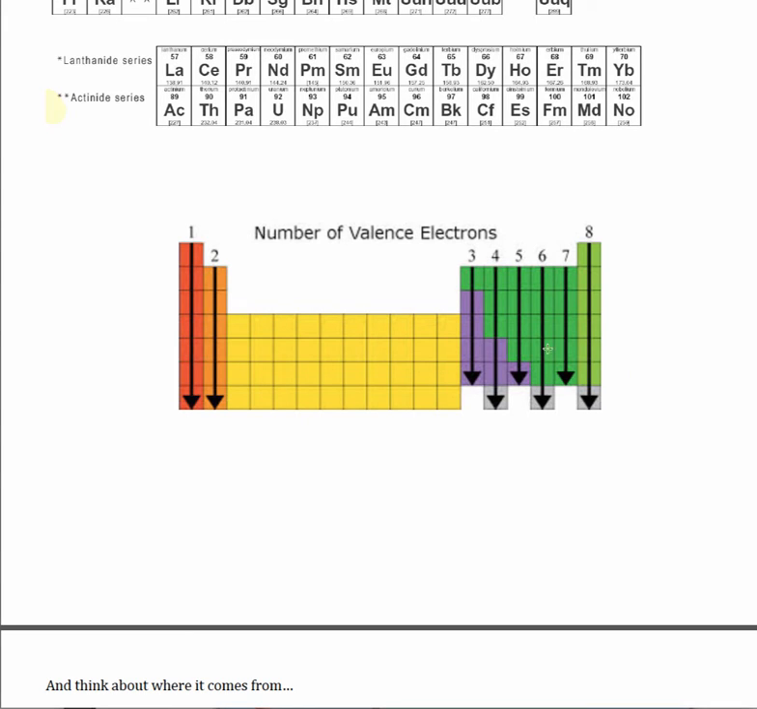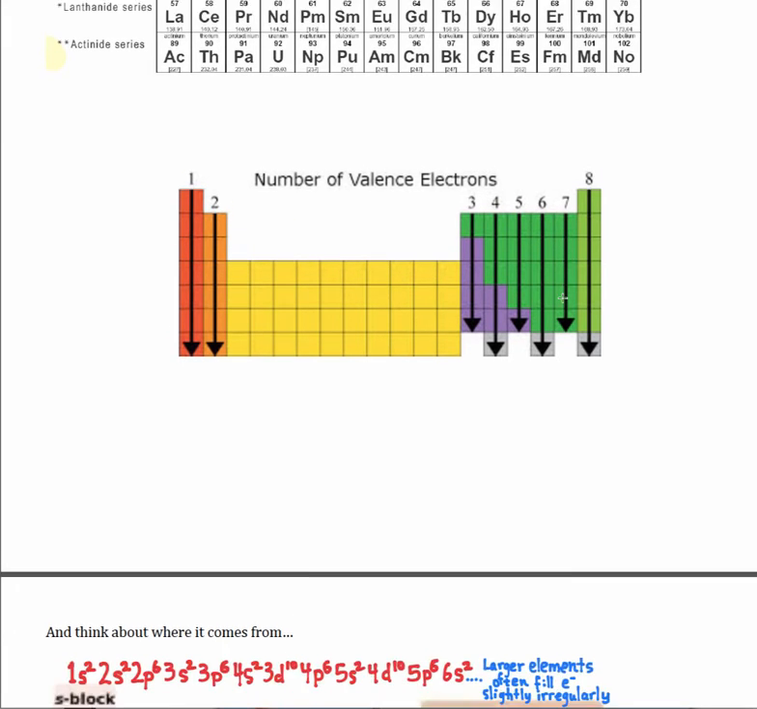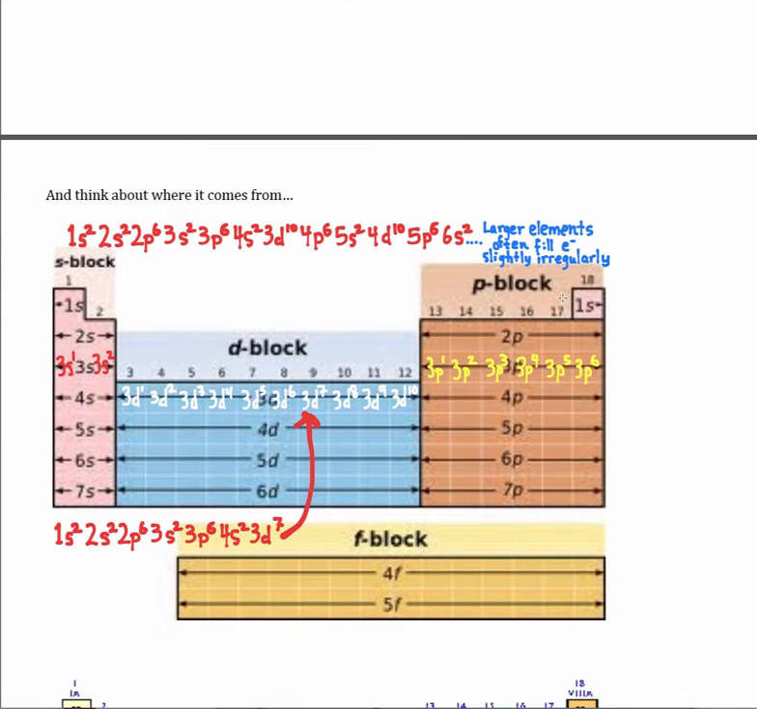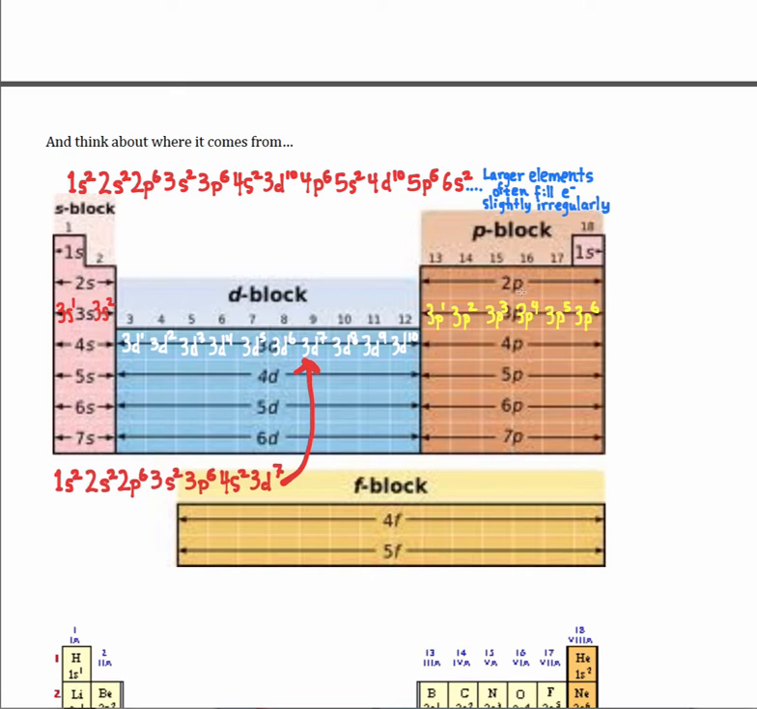Here's a color version of the same thing if you're interested. Isn't that cute? Red, orange, yellow, green, purple, whatever. 1, 2, 3, 4, 5, 6, 7 valence electrons. But maybe even more important than memorizing that is understanding why, where it comes from.